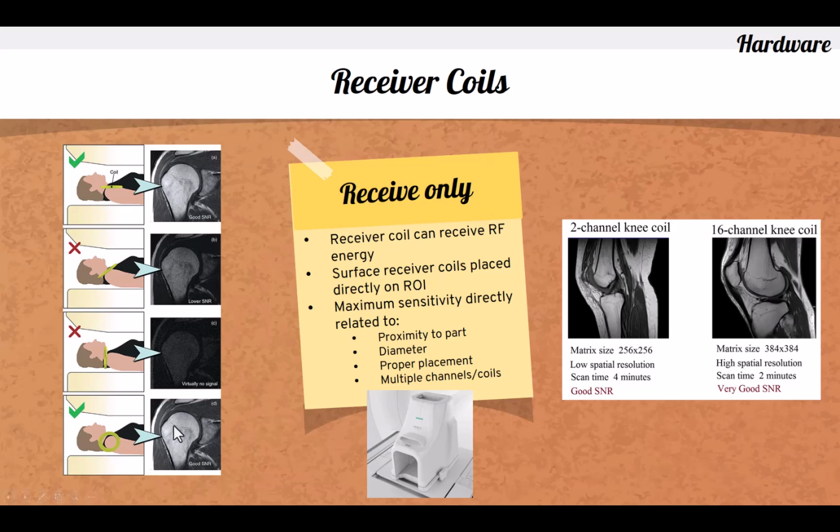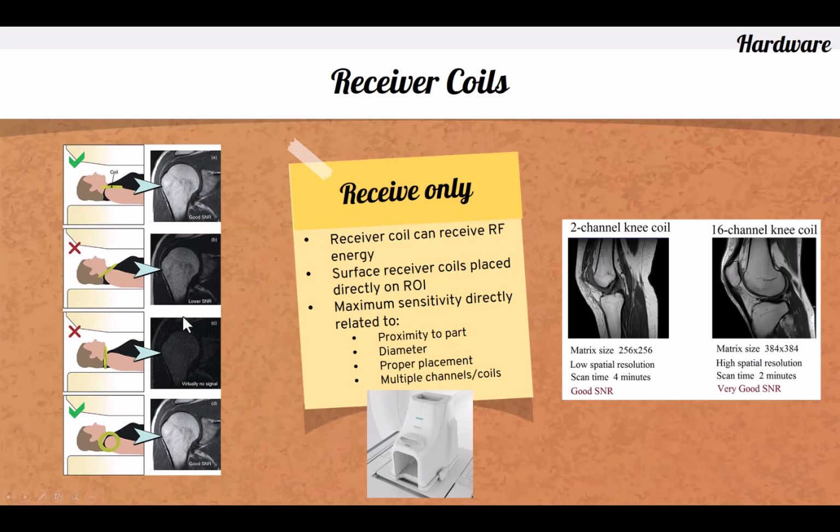Diameter, proper placement. As you can see from the image to the left, when the coil is perpendicular to B sub 0, you get the most signal coming from the patient, as you can see with the top image and the bottom image. But when the coil is placed at an angle not perpendicular to B sub 0, you're going to get less signal.